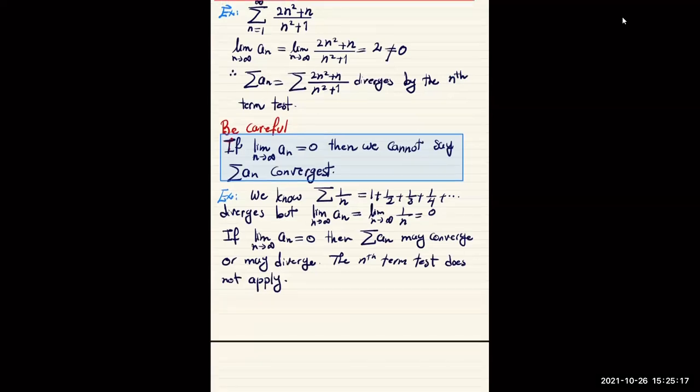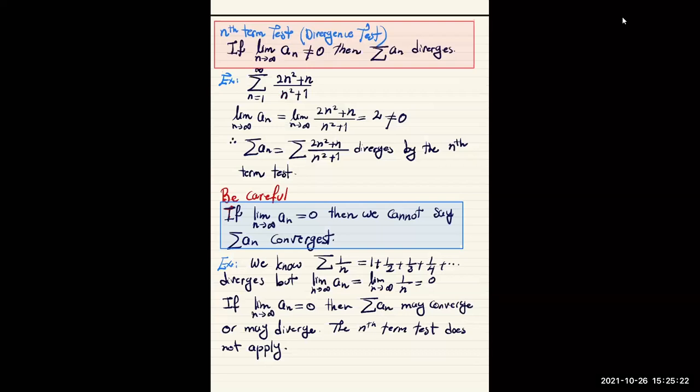So anytime you have a series, look at your series, and in your head, look at the nth term and try to calculate the limit. What does happen to this thing as n gets big? If it doesn't go to 0, then you want to do the nth term test. Just write it out: find the limit and say it's not equal to 0. Therefore, the series diverges, and mention that you're using the nth term test, also known as the divergence test.